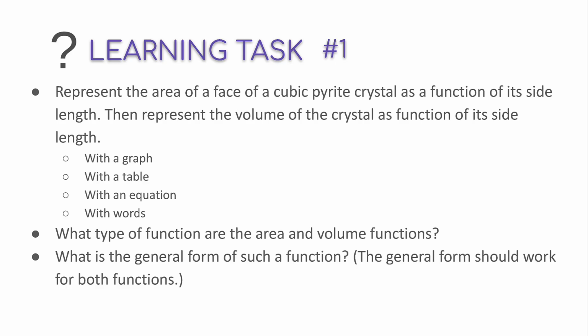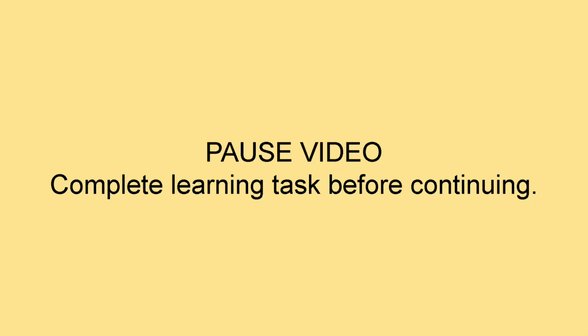Our first learning task is to represent the area of a face of a cubic pyrite crystal as a function of its side length. Then we are to represent the volume of the crystal as a function of its side length. We're to do this with a graph, a table, an equation, and with words. What type of function are the area and volume functions? What is the general form of such a function? The general form should work for both functions. Pause the video and complete the learning task before continuing.